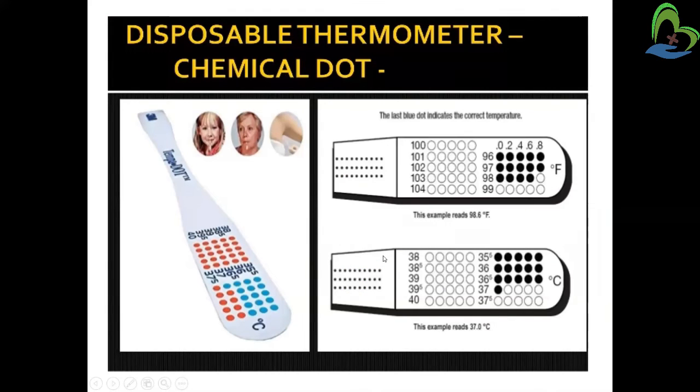These are the disposable thermometers, that is the chemical dot ones. So here this is the strip, and here is the part which we put in contact with our skin, and here the units are being displayed. So here you can see the black dots, that is the temperature in Fahrenheit, and in this lower picture the temperature is being noted in Celsius.